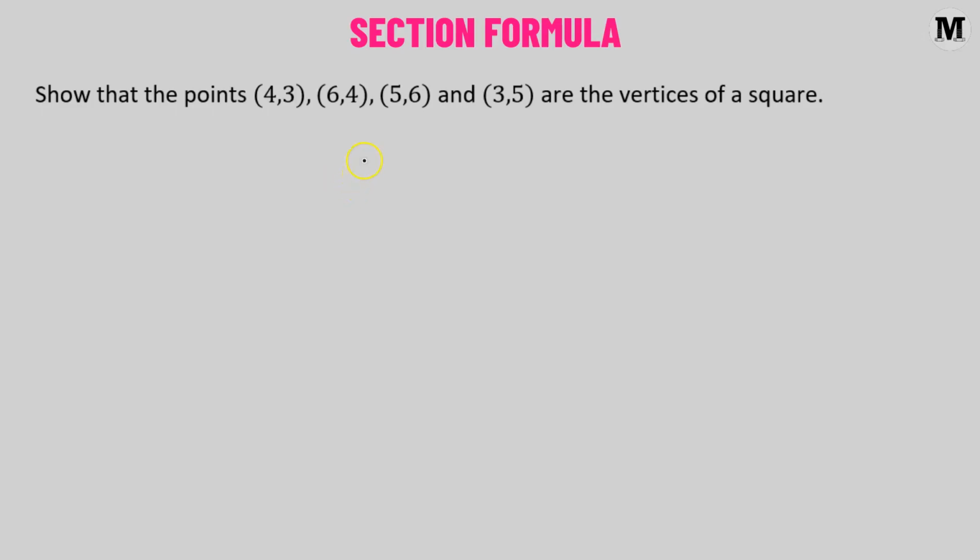We need to show that the points (4, 3), (6, 4), (5, 6), and (3, 5) are the vertices of a square. So let us begin. We begin by considering a quadrilateral first. Although it has the shape of a square, we're going to consider ABCD as a quadrilateral.